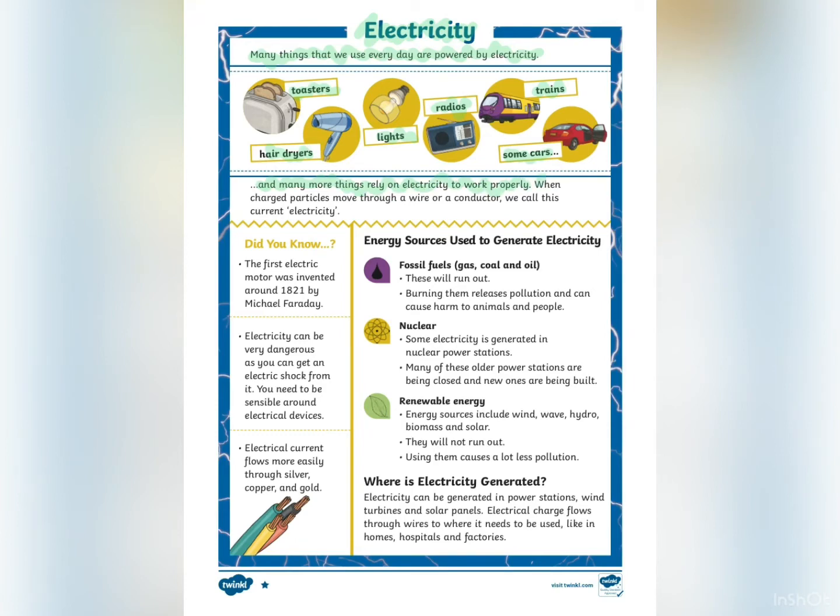When charged particles move through a wire or a conductor, we call this current electricity. Your job is to read the whole text and then answer the questions as best as you can. Remember, we use the strategy skimming and scanning, which is when we look back on a text and find important information or key events so we can then respond to the questions.